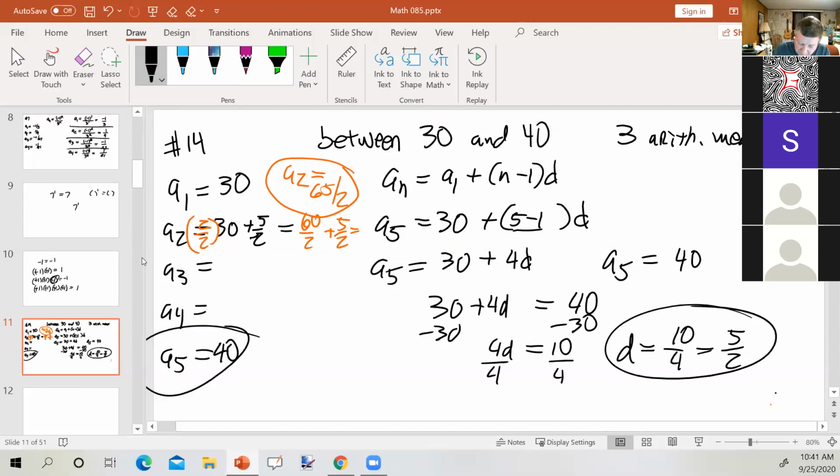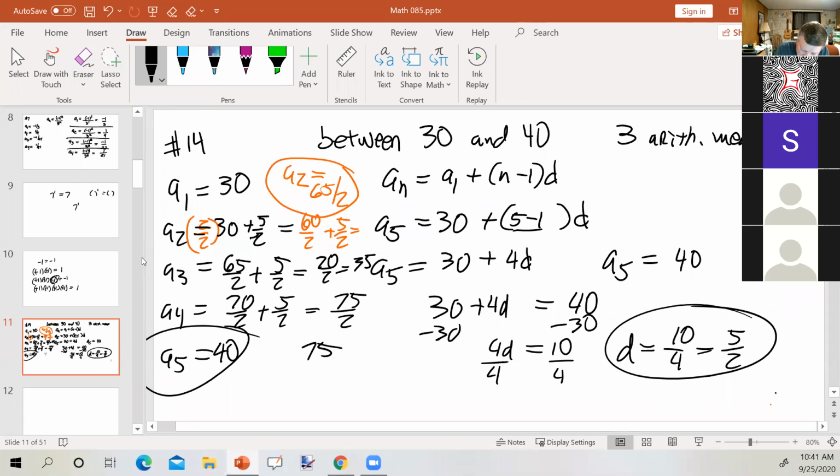A sub 3 is a sub 2, which is 65 over 2, plus the common difference, 5 over 2, which is 70 over 2, or 35. Okay? A sub 4 is 35 plus 5 over 2, or 70 over 2 plus 5 over 2, which is 75 over 2. To make sure things are correct, a sub 5 should be 75 over 2 plus 5 over 2, which is 80 over 2, which is 40.